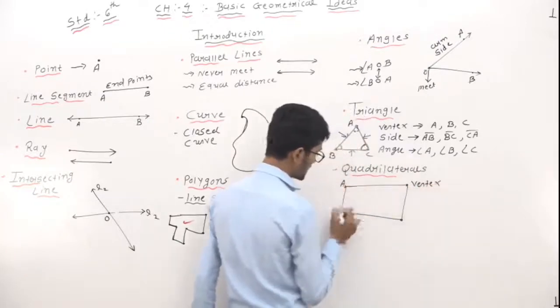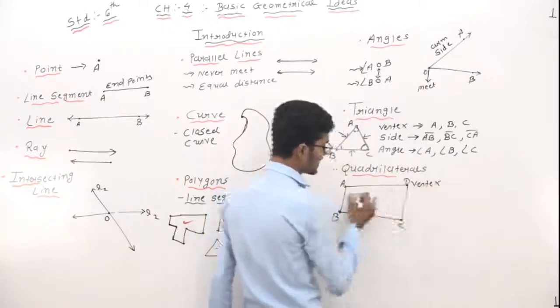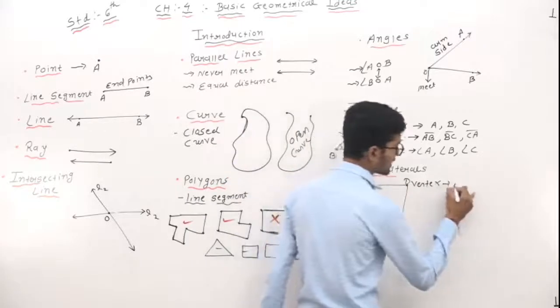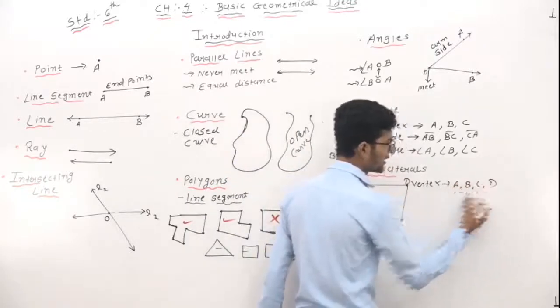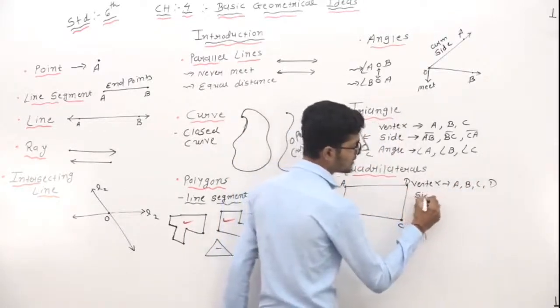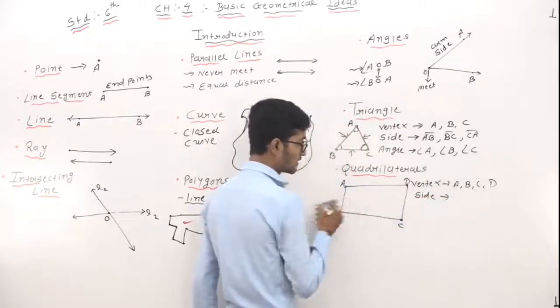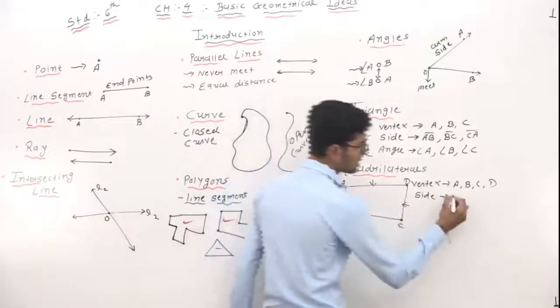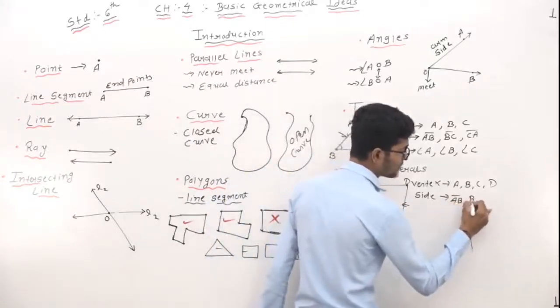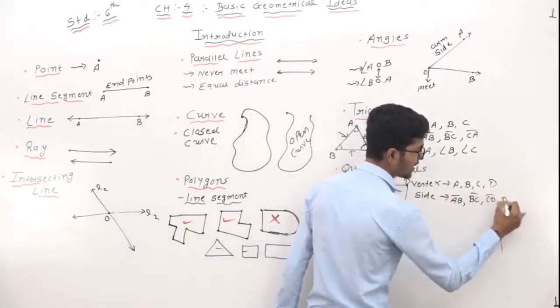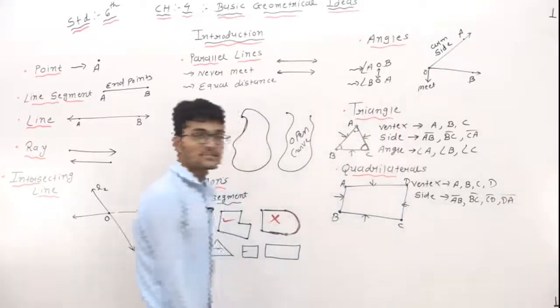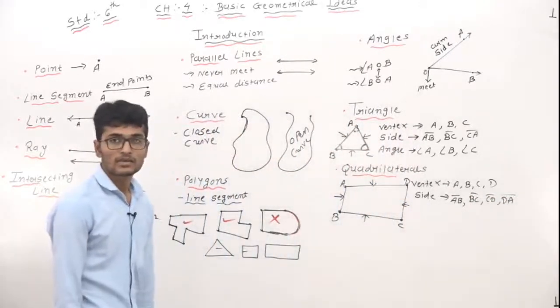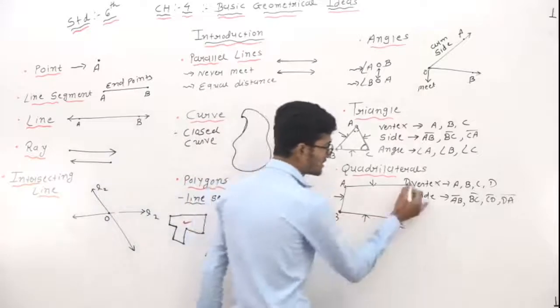So first of all give the names A, B, C and D. Then how many vertices? Total 4 vertices: A, B, C and D. Same for the sides. How many sides? The total is 4 sides: first side, second side, third side and fourth side. Write the names AB, BC, CD and DA. Total 4 sides. Clear?